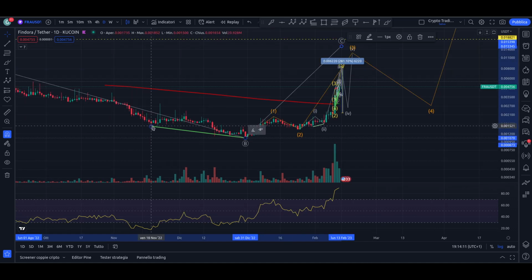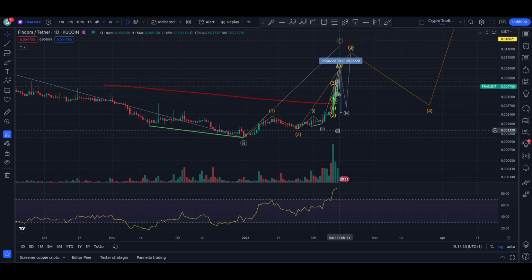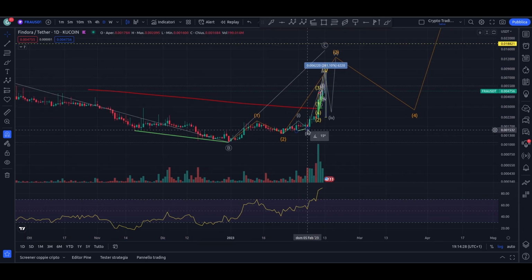As you can see here, we can immediately notice a divergence between price and the RSI index, which means that a move up is imminent. And we have a confirmation of that here, just before the third wave, which is the most powerful one, and is currently in progress.